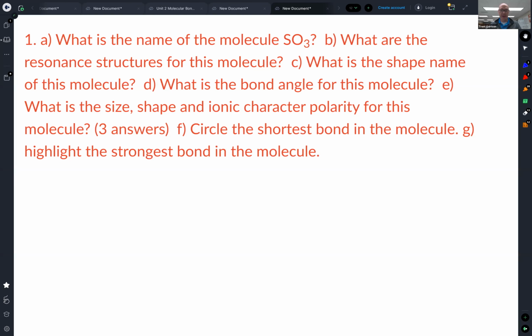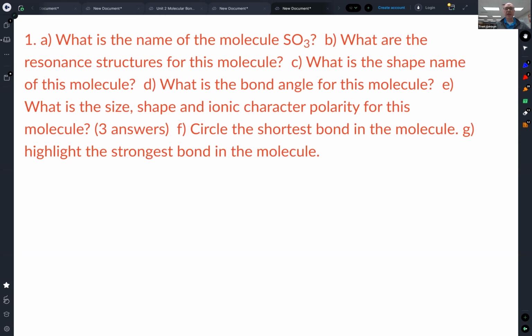It is part 8, unit 2, part 8, I think is what we're doing. So let's jump right into it. Let me share my screen. We've got a couple of questions that deal with these last little topics, such as polarity and bond strength. Okay, so let's get into it here.